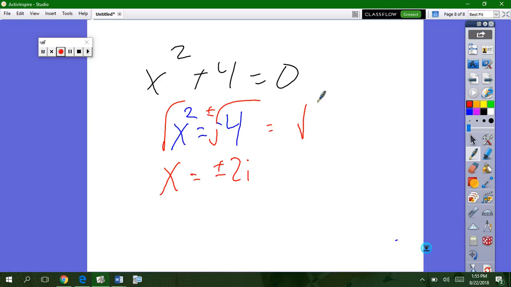Whenever I have square roots, as long as they're underneath the same radical, I can split them. Does that make sense, everybody? So isn't 4 times negative 1 negative 4? What's the square root of 4? 2. What's the square root of negative 1? I. Hence, anytime I have a negative number, it's always going to be i, because I can always pull that out. There we go. Very simple.